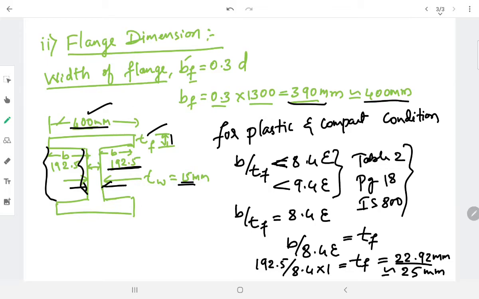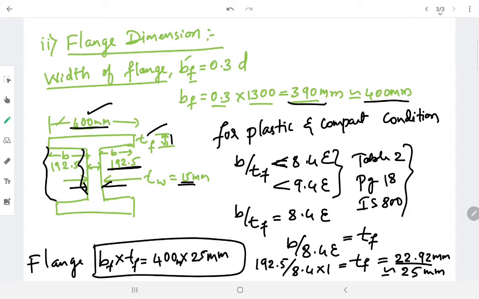Where the thickness of the web is decreased, you can see in the previous calculation, and the web depth is also being decreased. So finally the flange dimensions are BF and TF, which equals 400 mm by 25 mm. This is about the calculation of the dimensions of the flange as well as the web. This is how we are calculating flange and web dimensions.